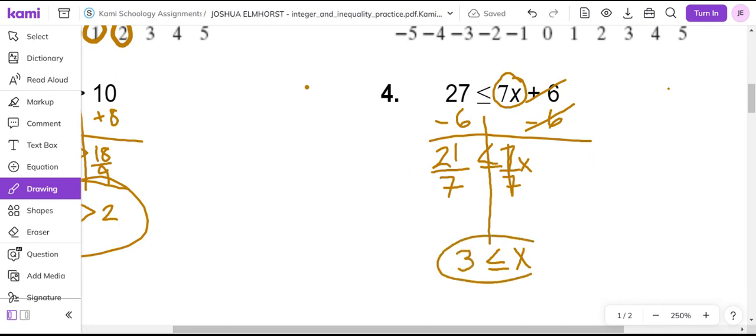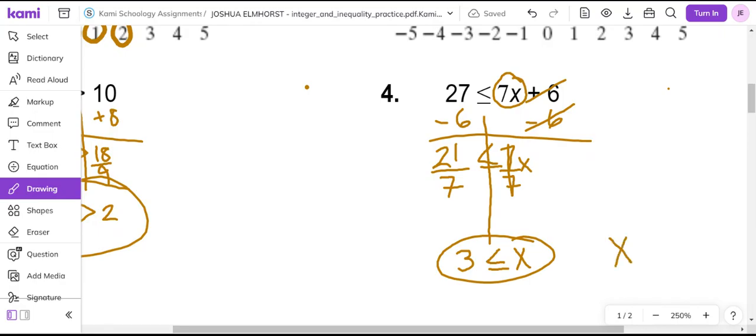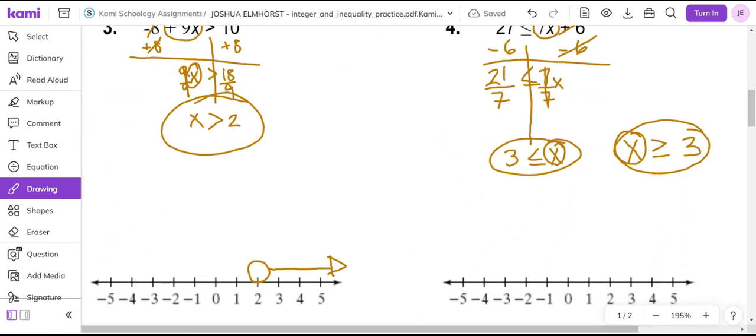But now we're going to take this and rewrite it with the variable starting on the left. So we're going to flip the variable and number positions, but then we're also going to flip the sign and write it from the perspective of what the variable is. X is greater than or equal to 3.